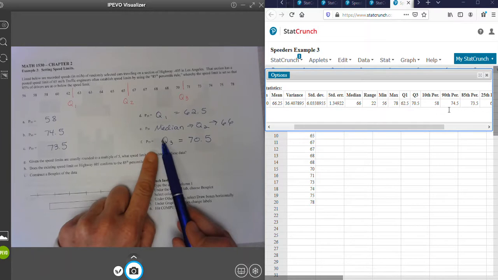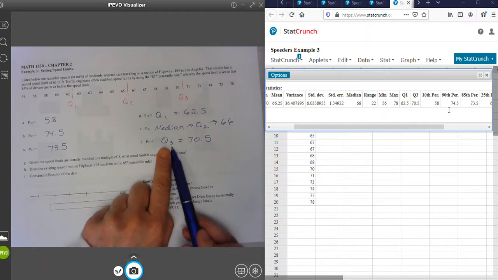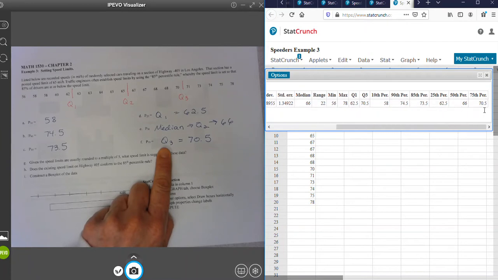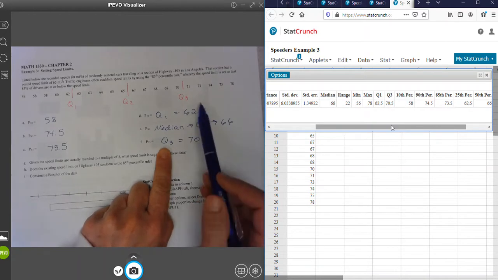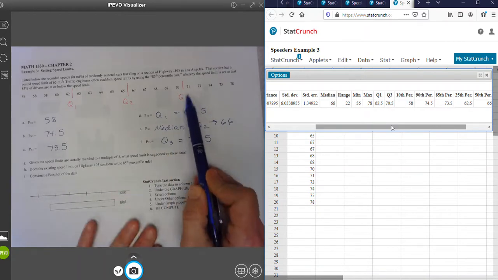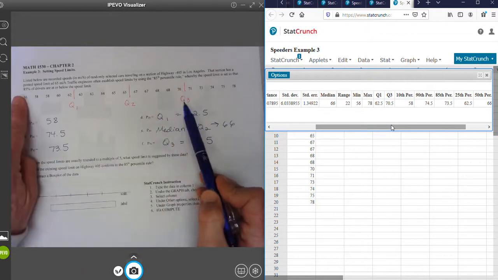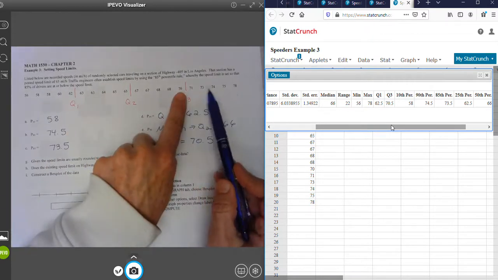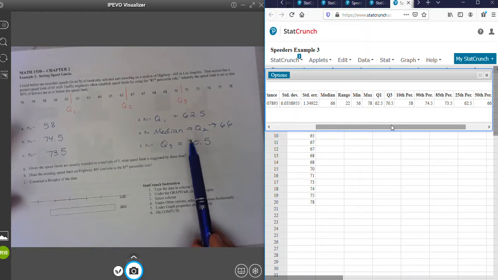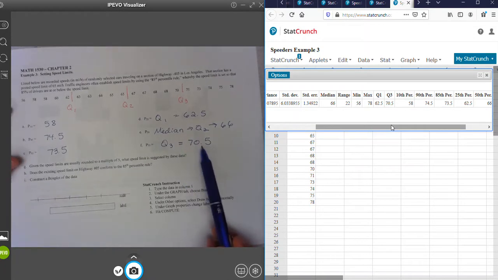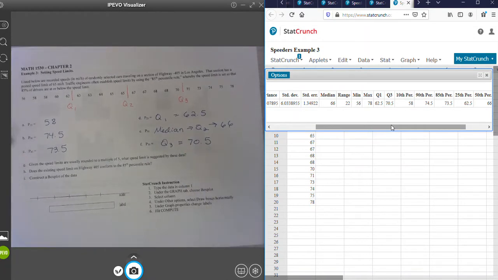P75 is what we call Q3. We found that as well in StatCrunch. It's here. If you slide over, there's the 75th percentile. But also, if you look here at Q3, it's the same thing. So that would be about right here, and that puts 75% of the data below that location and 25% above. So that's how we can find all these different percentiles in StatCrunch. But let's look at the problem here.